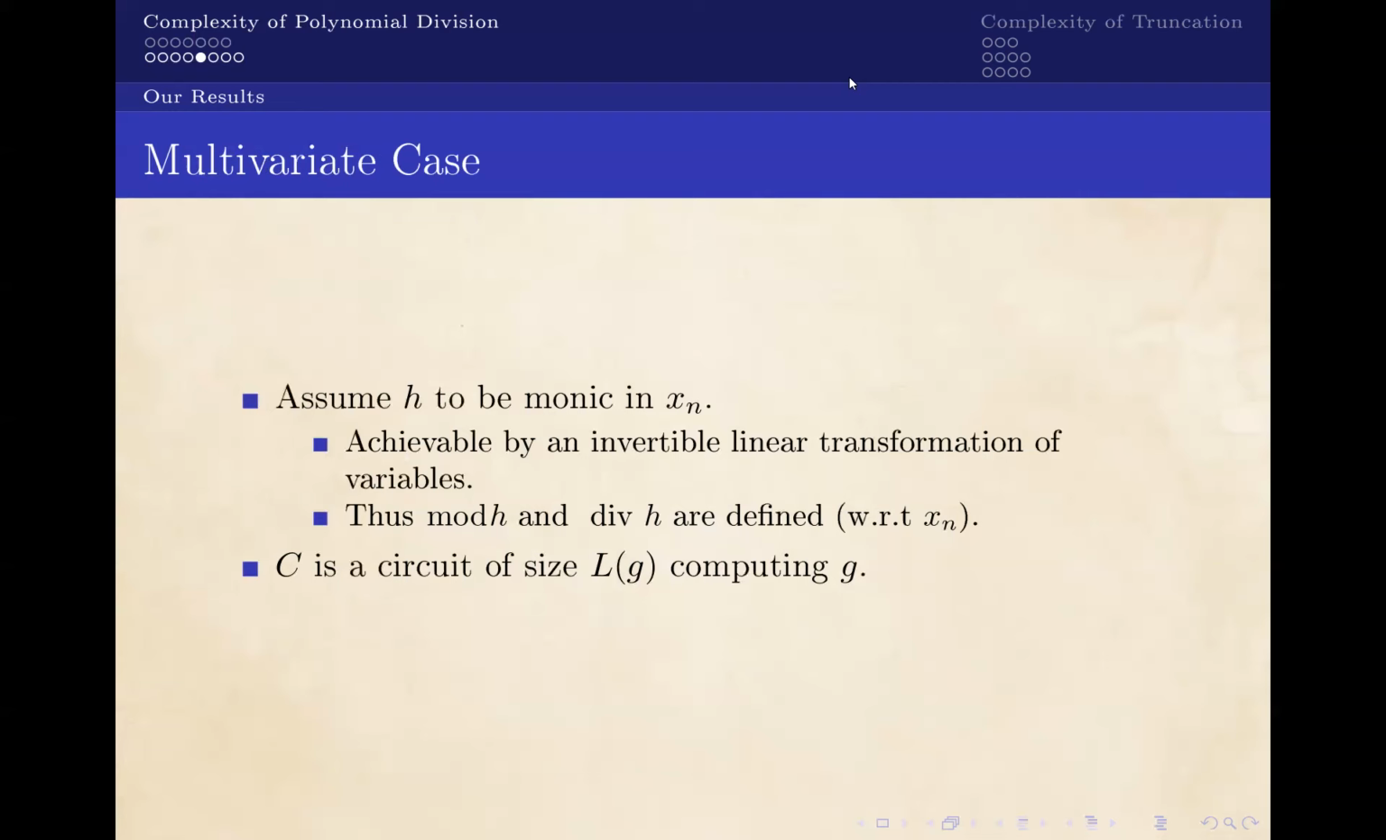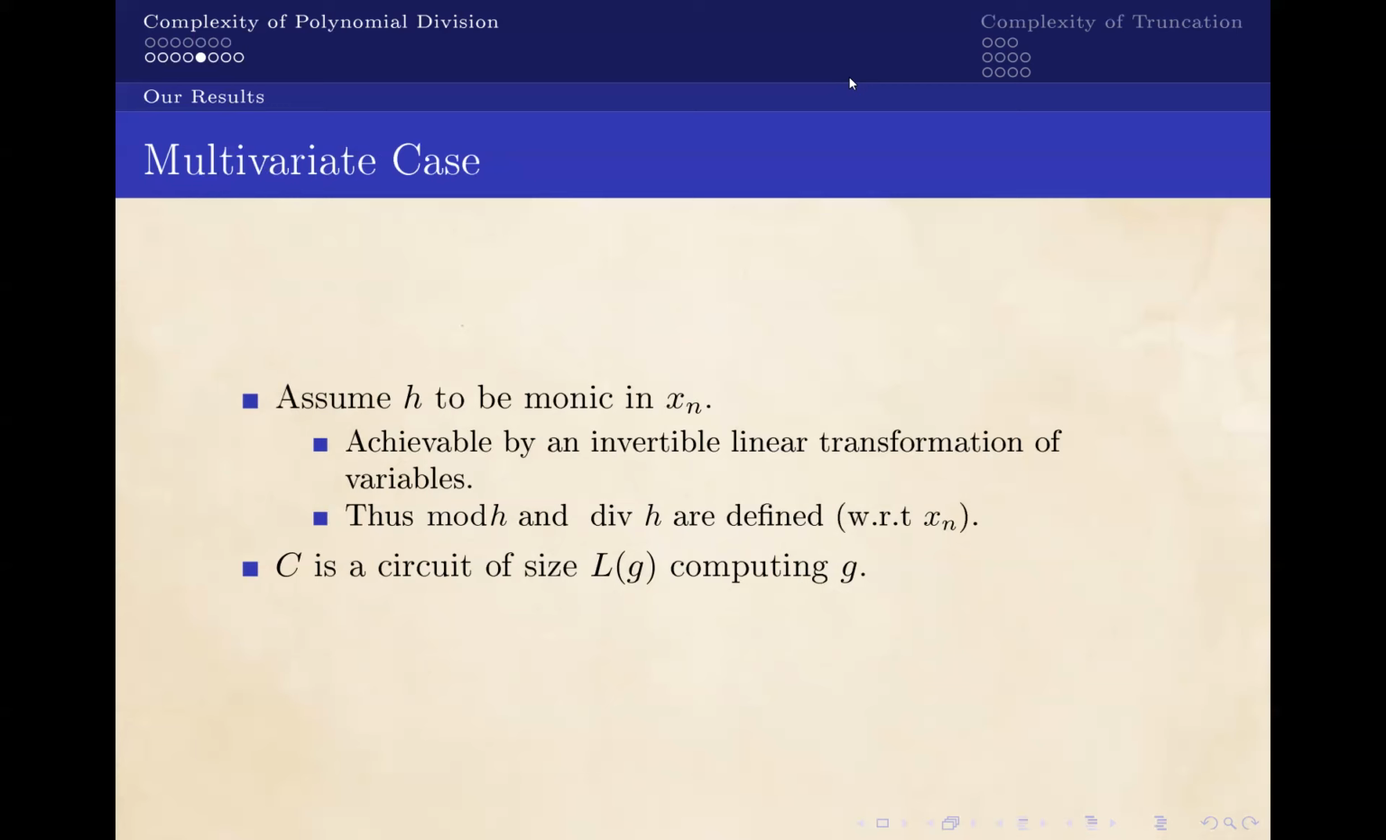So now let's try to adapt this strategy to the multivariate case. The difficulty in the multivariate case is that I don't even know how to define this modulo and this quotient and remainder operations, right? In the multivariate case, they are not well defined, but they are well defined if I assume H to be monic in Xn. Then I can just treat H as a univariate polynomial in Xn, and then I'm fine.